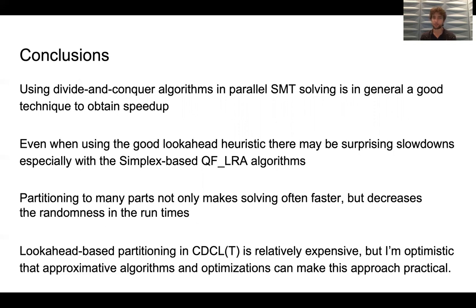Partitioning into many parts seems to not only often make solving faster, but even when it doesn't make it faster, it decreases the randomness in the runtime, which is a positive thing as well. And finally, the lookahead-based partitioning in CDCL(T) is relatively expensive, but I'm still optimistic that approximative algorithms and a bit of optimization can make this approach practical.